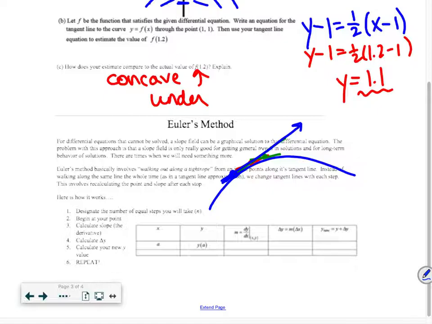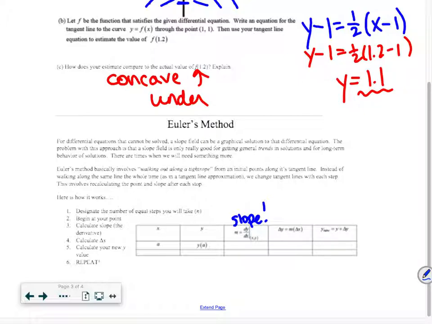You are going to have to determine how many steps you're going to take. How many itty-bitty tangent lines are you going to adjust and walk on? Number of steps, n. Pretty consistent with what we've done before. You're going to begin at your coordinate and evaluate the slope.